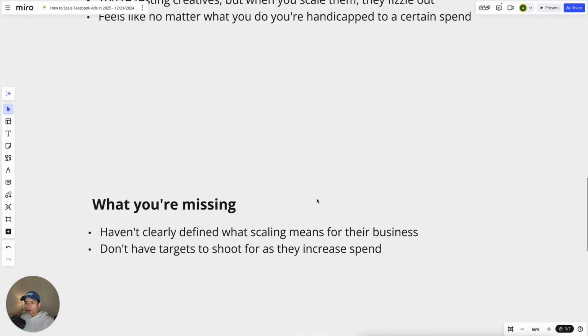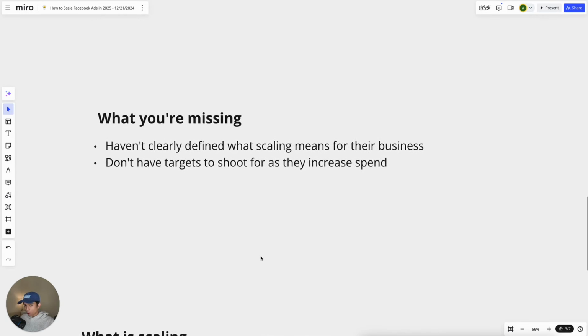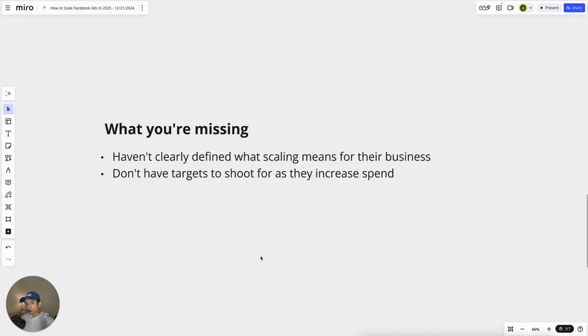Now, in order to overcome those problems, we need to bridge the gap of what you're missing as a founder or chief marketing officer, if you're trying to scale and you can't. So most of the time when brands are trying to scale, they're missing one of two things. Either number one, they haven't clearly defined what scaling actually means for the business. And you'd be surprised how many times I've asked a brand, okay, you want to scale, what does that mean for you? How much do you want to scale? What are you trying to do in scaling? What does scale mean for you?